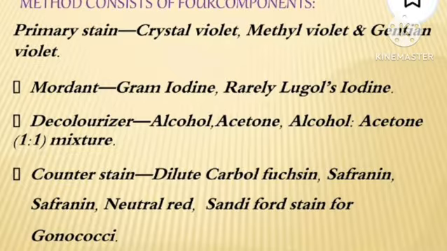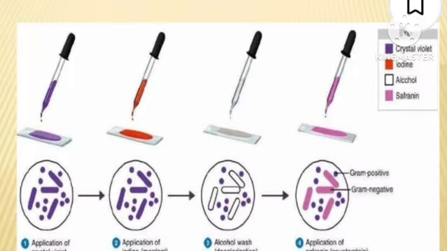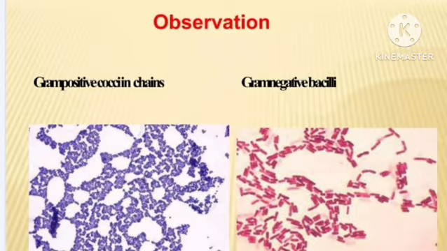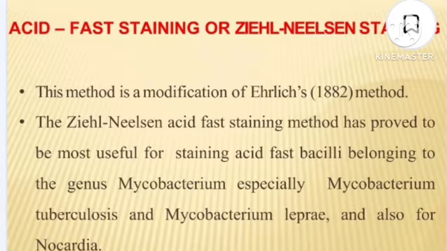The method consists of these dyes: primary stain, crystal violet or methyl violet; mordant, Gram's iodine; decolorizer, alcohol or acetone alcohol; and counterstain, dilute carbol fuchsin or safranin. Gram-positive bacteria appear purple and Gram-negative bacteria appear pink, depending on the thickness of the bacterial cell wall layer. The primary stain is crystal violet, the mordant is iodine, the decolorizer is alcohol and acetone, and safranin is the counterstain.